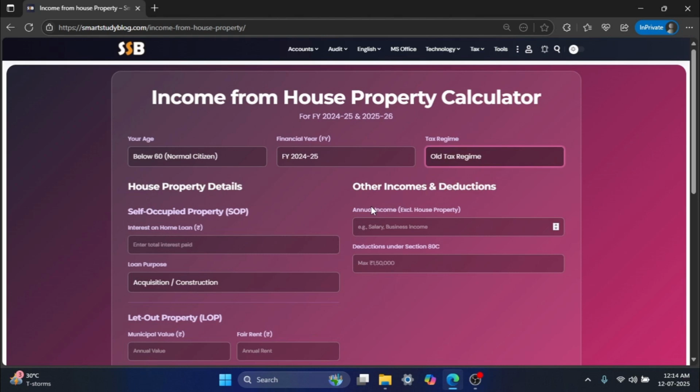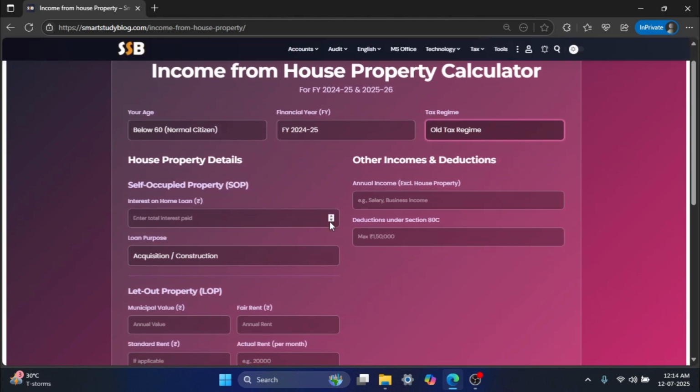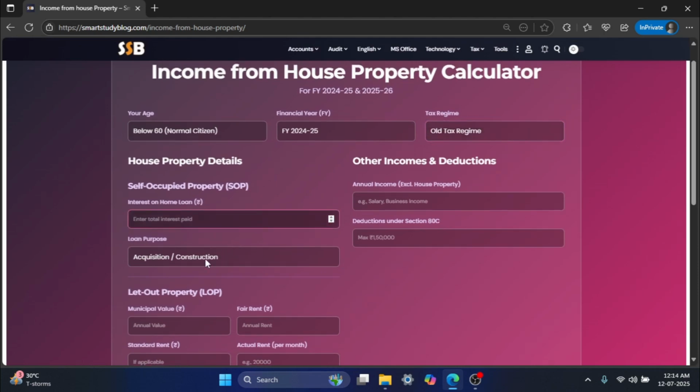The calculator handles the two main types, self-occupied property and let-out property. Correct. For a self-occupied place, the one you live in, you enter your home loan interest. What do we need to remember about those interest deductions, especially with the old versus new regime thing? That's a great question. For self-occupied, under the old regime, there's usually a limit on that interest deduction. Generally, it's up to 2 lakhs if the loan was for buying or building the house. Or 30,000 if it was just for repairs. And that can make a real dent in your taxable income. But not in the new regime. Correct. Importantly, the new regime just doesn't have that specific deduction for self-occupied property interest at all.